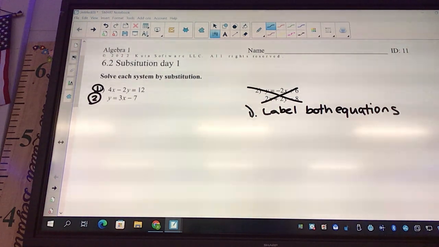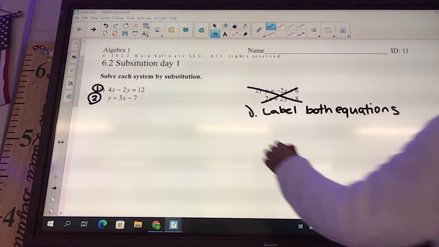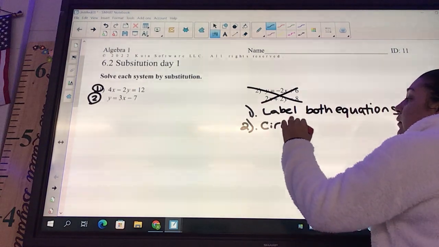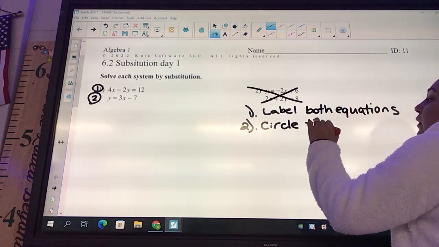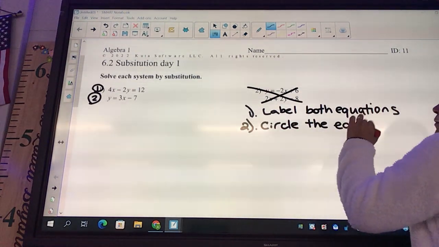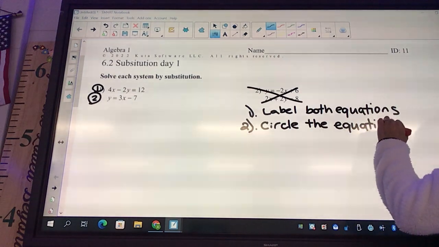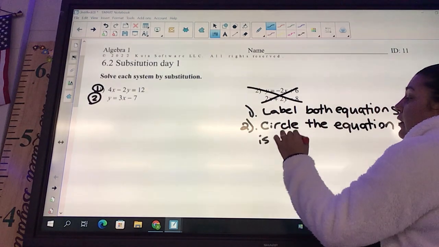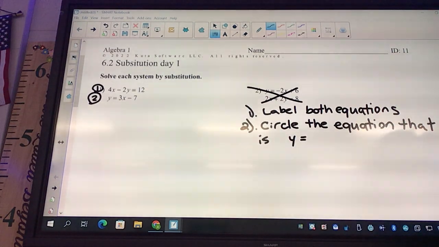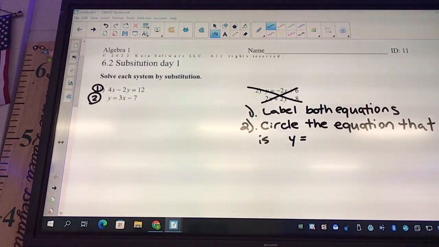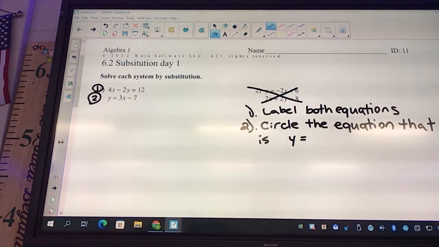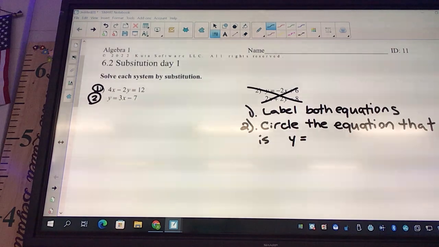Your next step is going to be to circle the equation that is y equals, the one that has the y by itself. So if we look at our 2 equations, which equation is that? Equation 1 or equation 2? Equation 2.